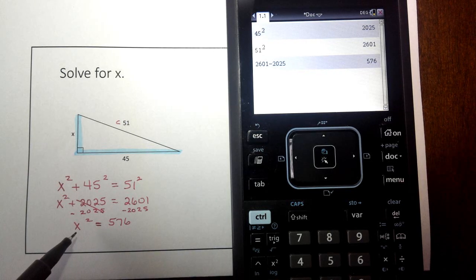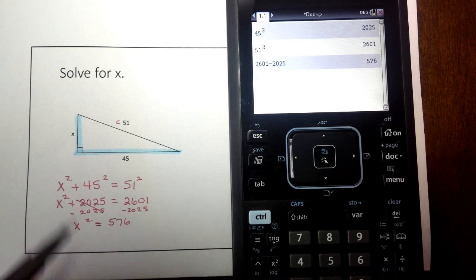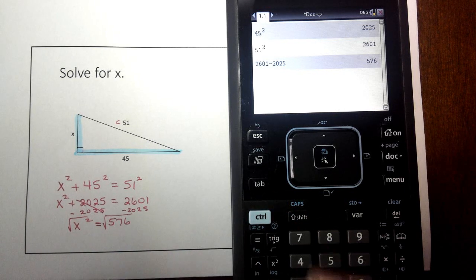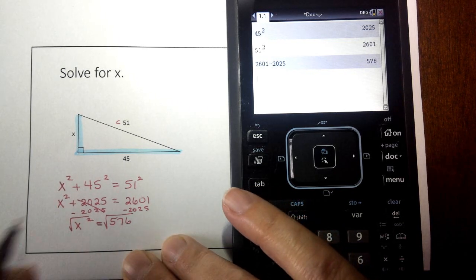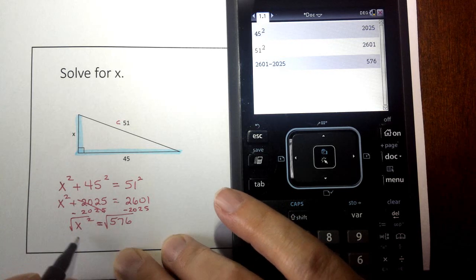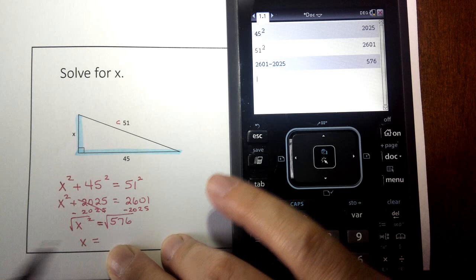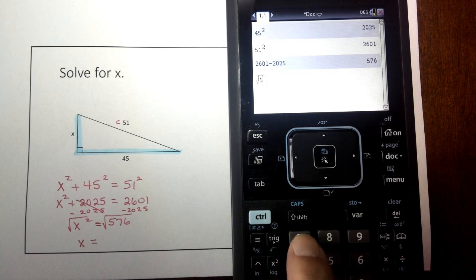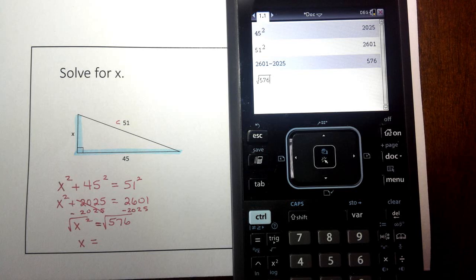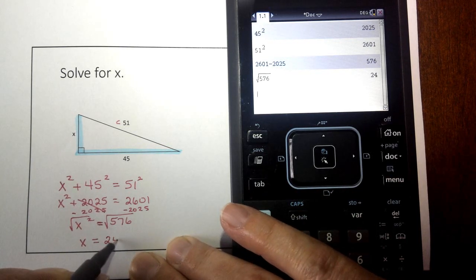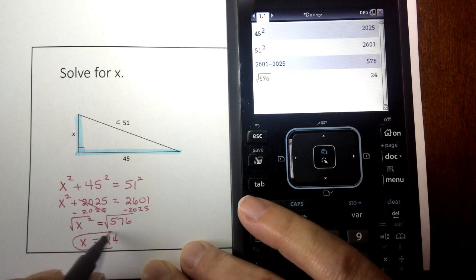And then a square's inverse operation is a square root. So we're going to take the square root of the left side, square root of the right side. We only need the positive square root. Square root and square will undo each other and leave an x. And the square root of 576 is 24. So the missing side is 24.